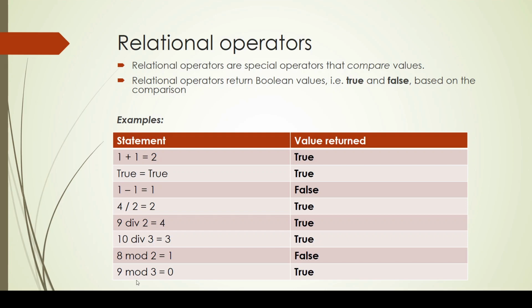In the next example, 9 mod 3 is equal to 0. It will return a value of true. So let's evaluate the last example again. How many times can 3 go into 9? 3 times. My remainder is equal to 0. So mod gives you the remainder. My remainder is equal to 0, and it evaluates to true.